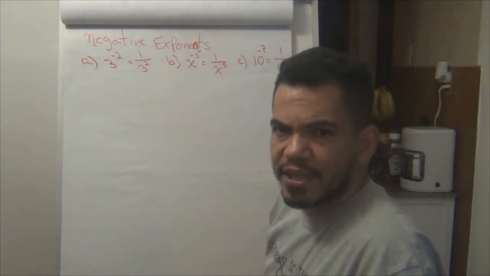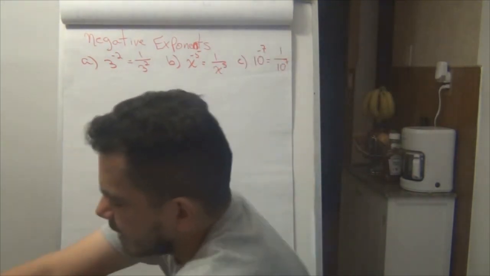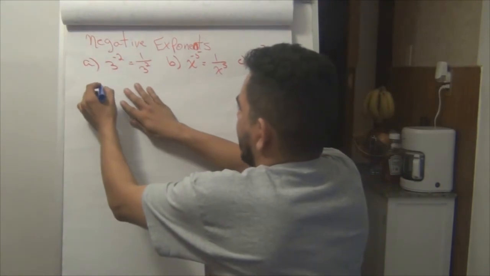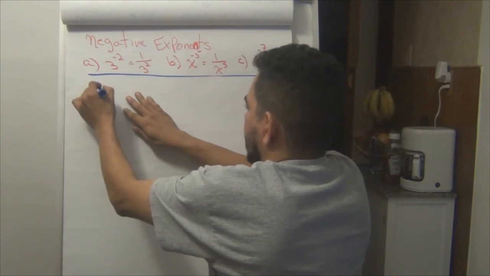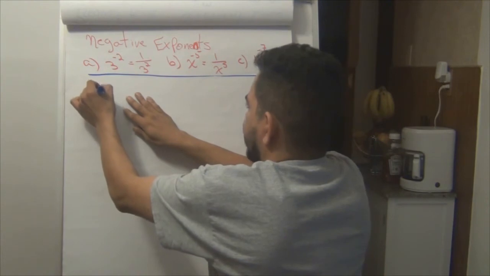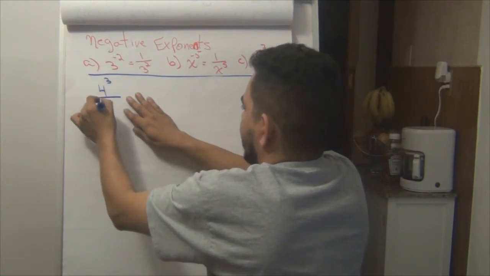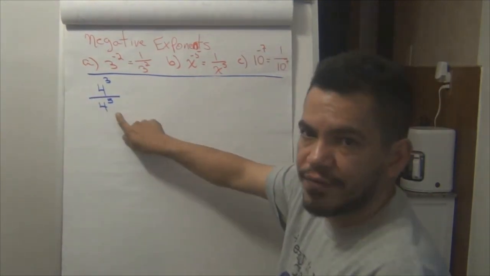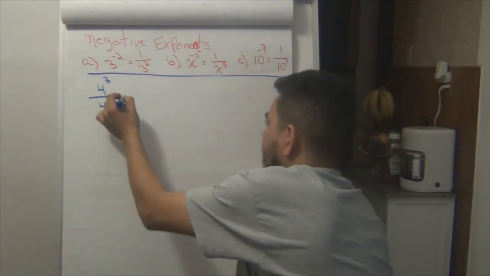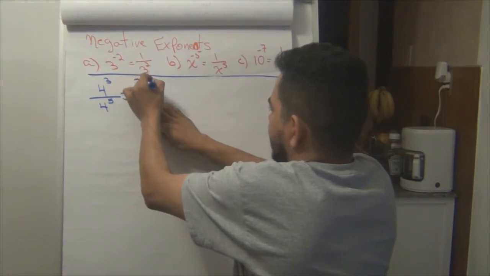Sure. When can I get a negative exponent? Well, the quotient rule. For example, let's divide something. Let's say I have 4 to the 3rd divided by 4 to the fifth power. Okay? So if we follow the quotient rule, we know that we have to subtract the exponents.